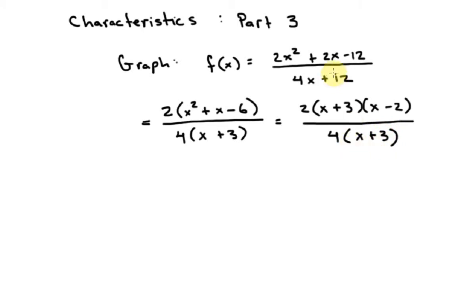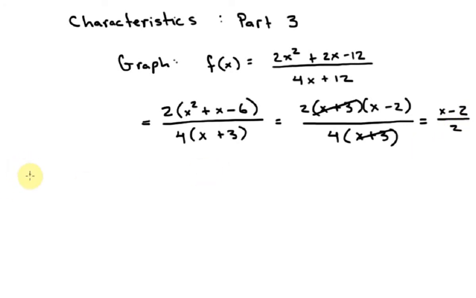Now, I can see right away, hey, look at this. I'm going to do some canceling here. And what's more, I can even divide the 2 into the 4. So here's what I end up with, is x minus 2 over 2.